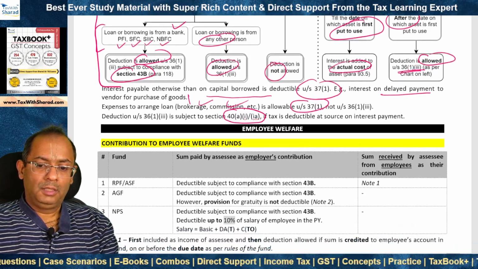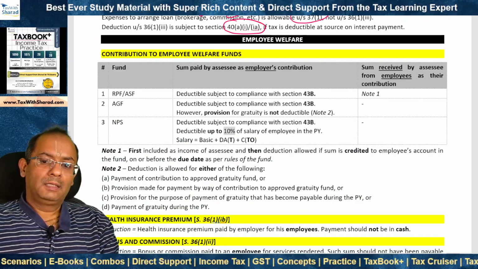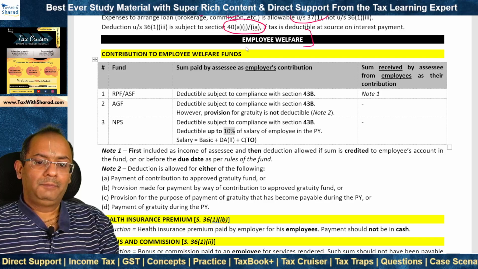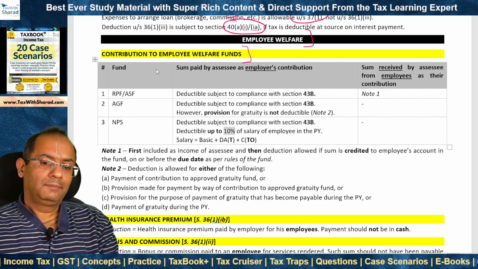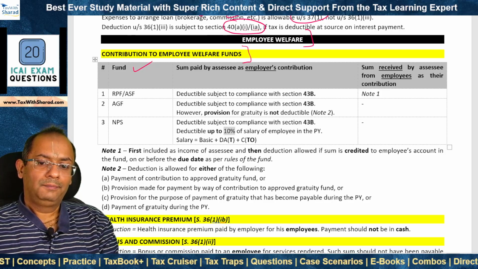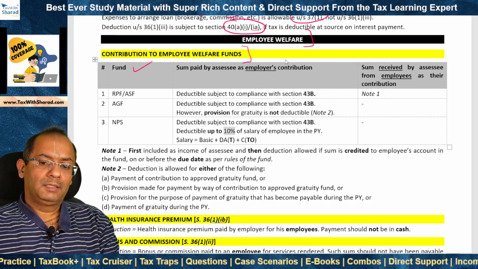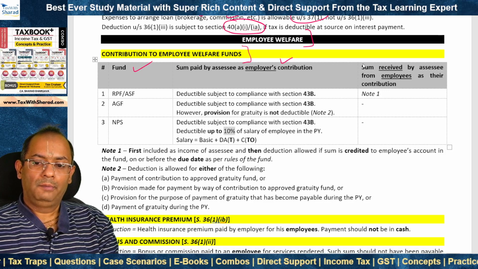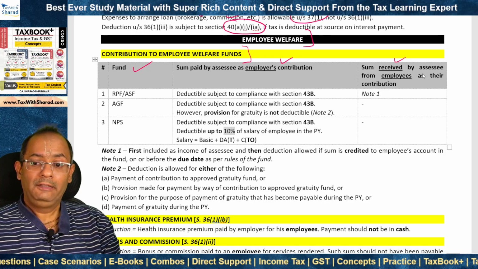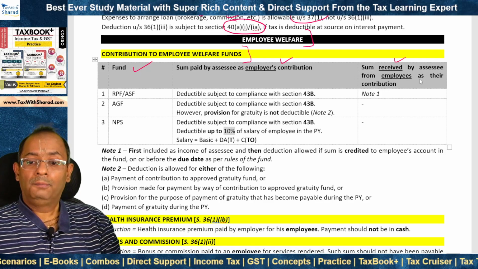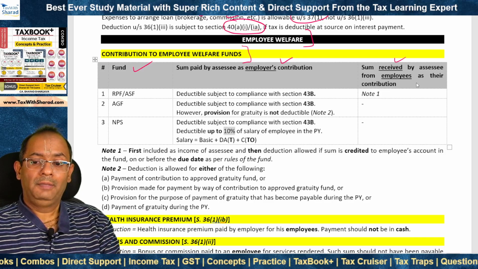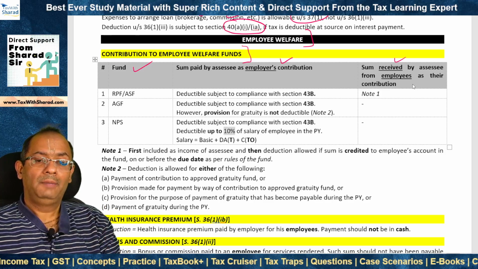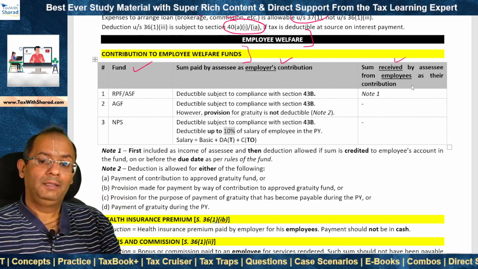Now we move to the deductions governing employee welfare. What are the deductions available in respect of contribution to employee welfare funds? It depends on the category of the fund and whether the sum which is paid by the assessee is the employer's contribution, that means own contribution, or whether it is a sum which is received by the assessee from the employees as their contribution. That means employees' contribution which is received by the assessee to be deposited by the assessee on their behalf in the fund.